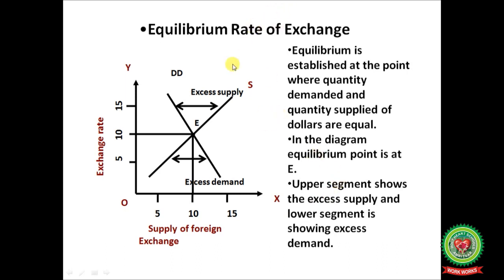Upper segment shows that there is excess supply of dollars when the exchange rate of dollars was 15, and lower segment of this cross shows excess demand. This is your excess demand because supply is limited till this point only. So in this diagram we can say that demand and supply are in equilibrium when the exchange rate of dollars is 10 and supply of dollars is also 10.